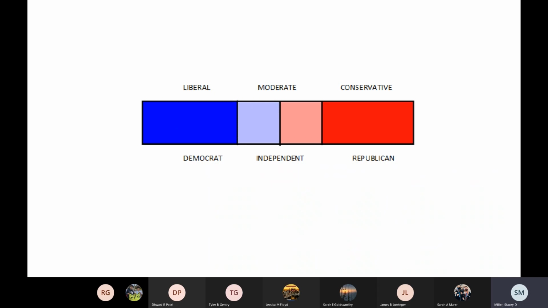But this, more so than anything, is just to give you an idea that it's a spectrum, right? And you can be anywhere in between. This also is oversimplified for sure. There's probably a much more detailed spectrum that I could have put up, but for the sake of this class, this is what we'll roll with, okay?